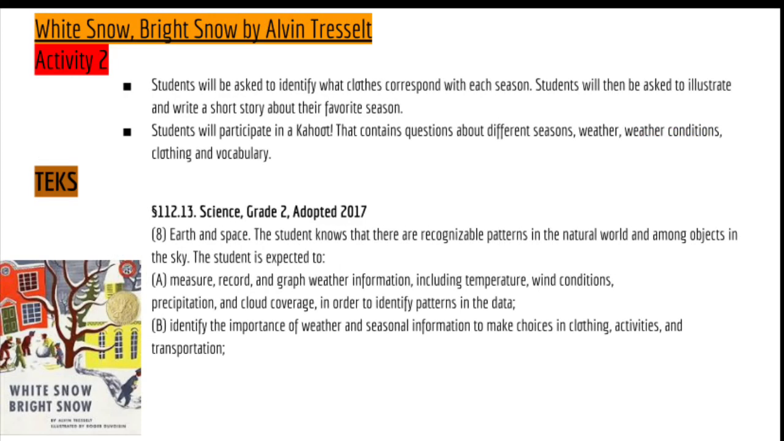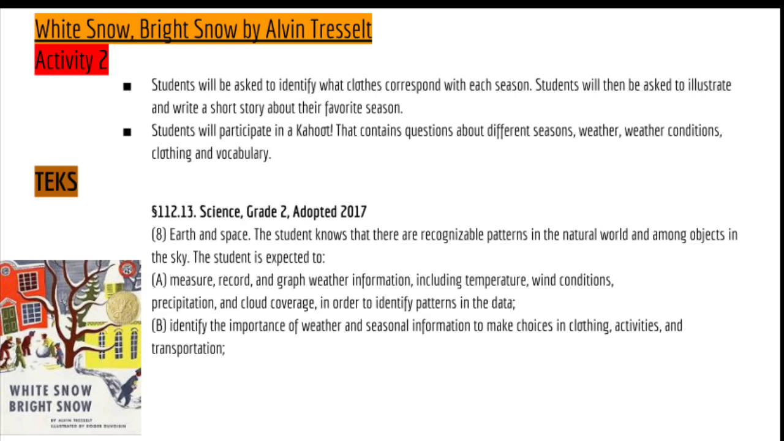The second activity that I chose was for the book White Snow, Bright Snow by Alvin Tresselt. For activity 2, students will be asked to identify what clothes correspond with each season. Then they will be asked to illustrate and write a story about their favorite season. Students will participate in a Kahoot after the first part of the activity, and it'll contain questions about different seasons, weather conditions, clothing, and various vocabulary that'll be pulled from the book.